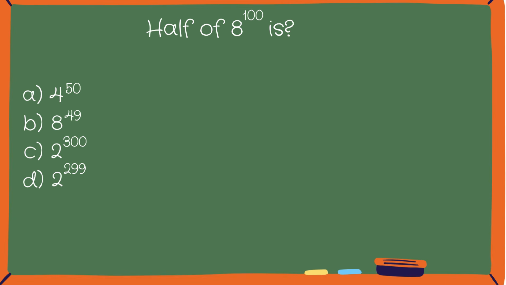Half of 8 to the power 100 is 4 to the power 50, 8 to the power 49, 2 to the power 300, or 2 to the power 299.